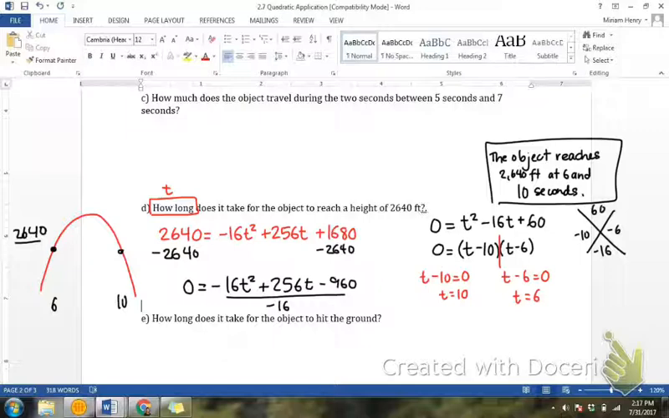Okay, with that in mind, let's think about letter C. How much does the object travel during the 2 seconds between 5 seconds and 7 seconds? So look at this picture that I drew. If it was 6 and 10, I want to figure out how much the object is traveling between here and here. How could I figure that out? Someone besides Leanna, because she's talking for the whole class today. How can you figure out how much height has passed between these 2 seconds?